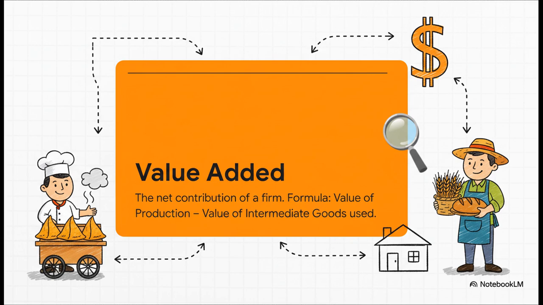So what is this value added? It's simply the new value a producer adds to the raw materials. And the formula is super easy. It's just the value of production minus the value of intermediate goods. So for our farmer, it's 100 minus 0, which is 100. And for our baker, it's 200 minus the 50 rupees he paid for the wheat, which is 150. So the total GDP is 100 plus 150, which equals 250 rupees. See? We fixed it.